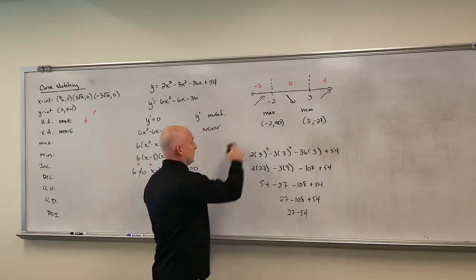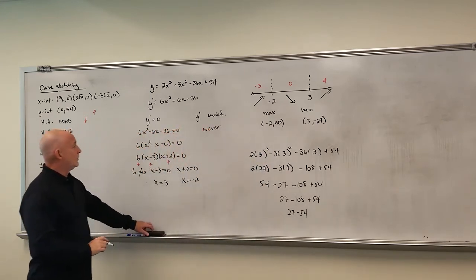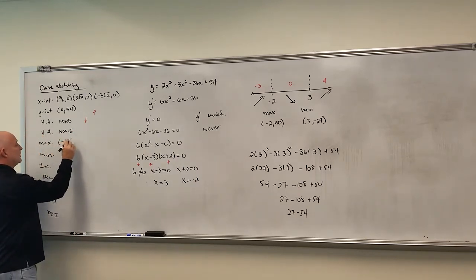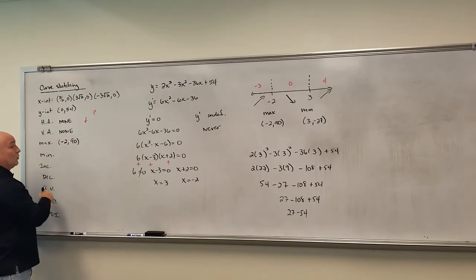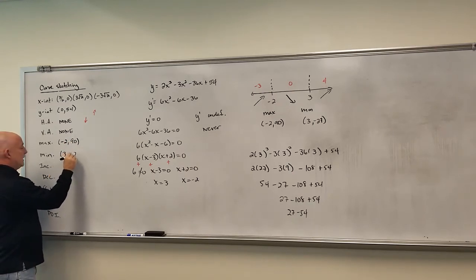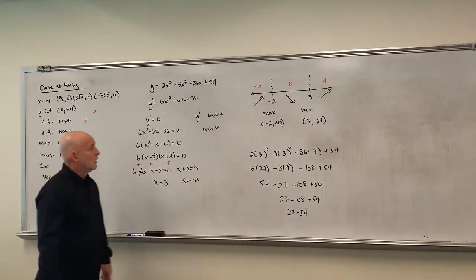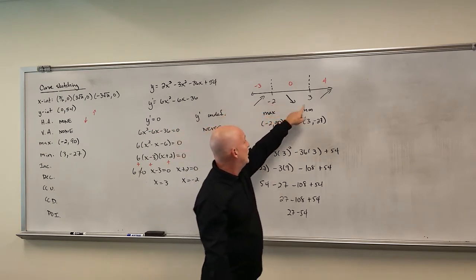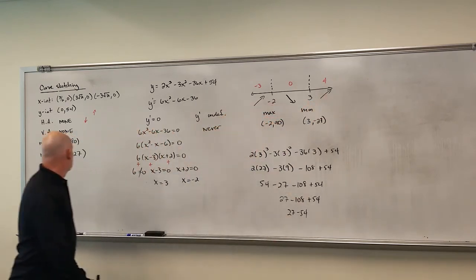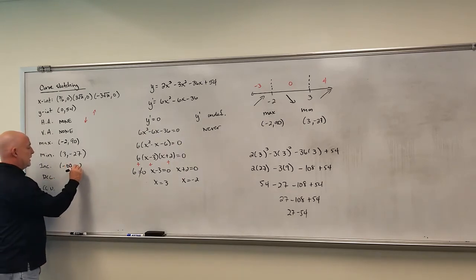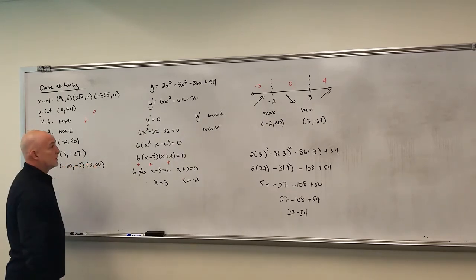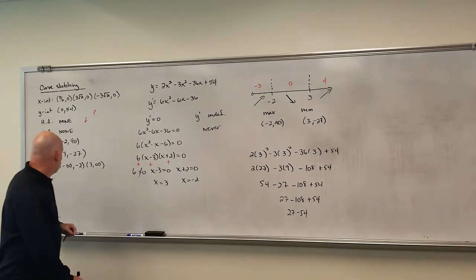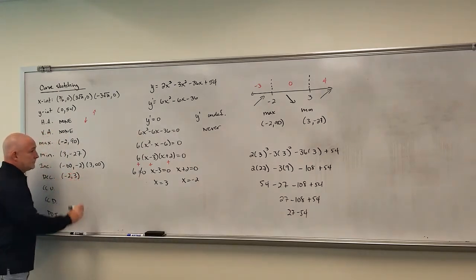I don't know, something about that negative 2 doesn't feel right. All right, but we're going to keep it up there even though I'm pretty sure that's the wrong number. So let's put in what we know now. We know we have a maximum at negative 2 comma, don't think it's 90. We have a minimum at 3, negative 27. Okay, what about increasing? That's next, right? We're increasing from negative infinity to negative 2, and from 3 to infinity, and the only place that we're decreasing is from negative 2 to 3.